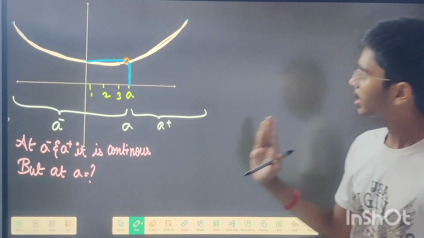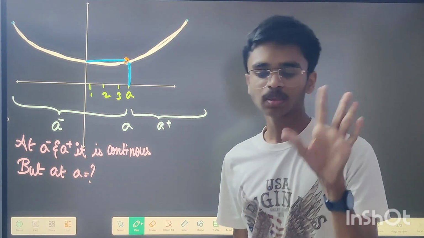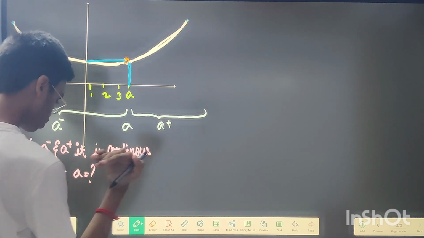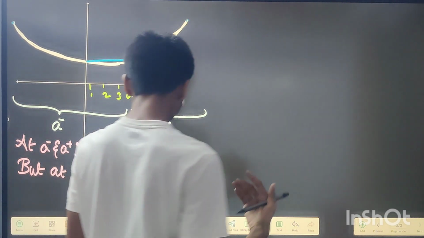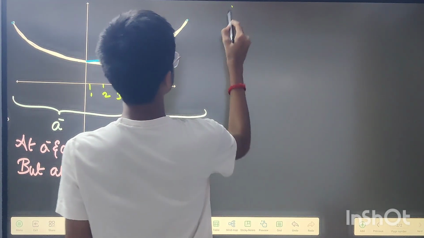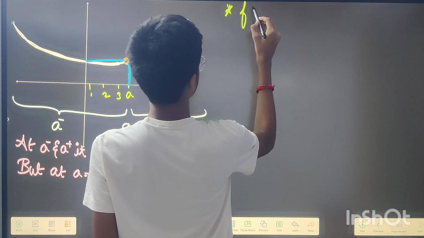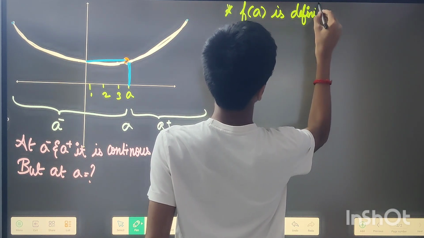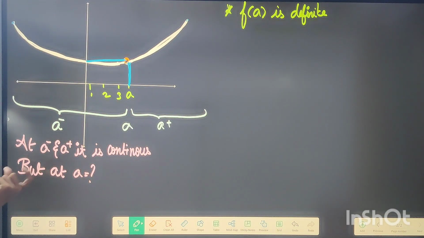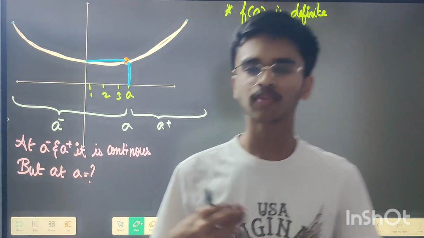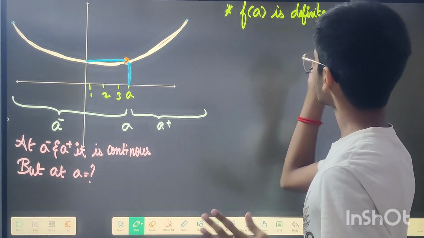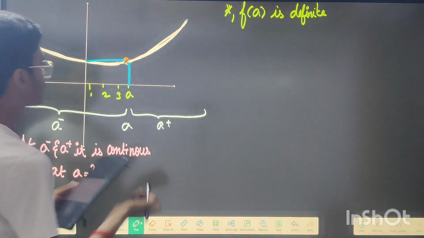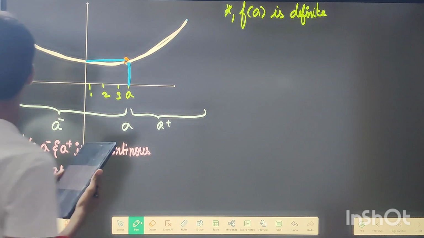To say whether it is continuous or not, there are three conditions that have to be met. I will say those three very clearly. The first condition is that f of a is definite. That means if you give this value a to this function, it should give you some definite value on the y-axis. That is what it means. So the first condition is that f of a is definite. When you give a value to this function, it automatically gives you some value of f of x.